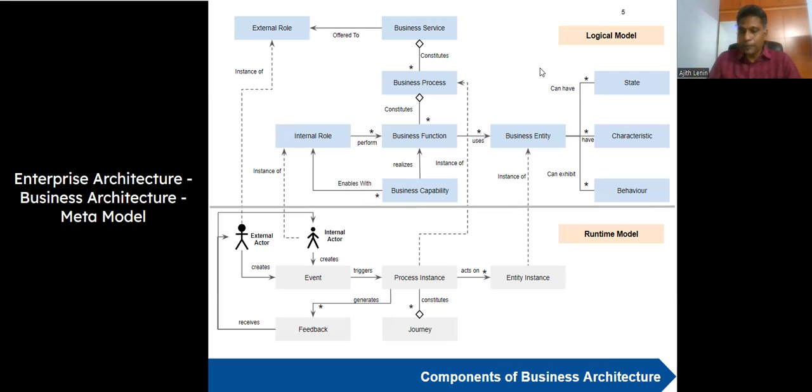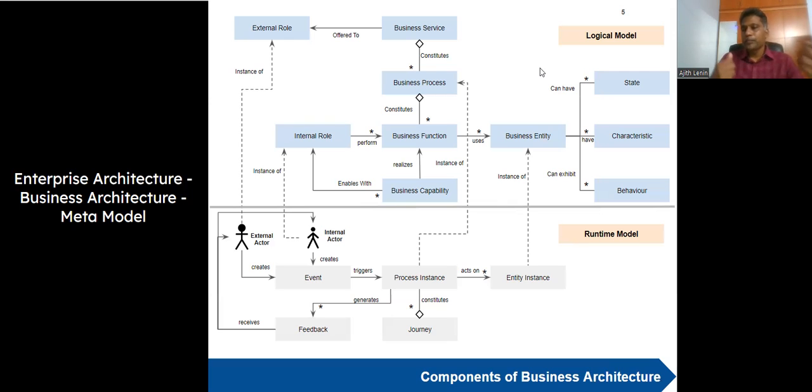set of business functions. So if I am looking at an approval of a loan, the process includes credit verification of the customer, maybe the address verification for verifying the documents, looking at the financial viability, approving the amount. So there are a bunch of different business functions, which are performed by an internal role, right? So business services are offered to an external role, and break down into business processes, and business processes come down to business functions, which are performed by an internal role.